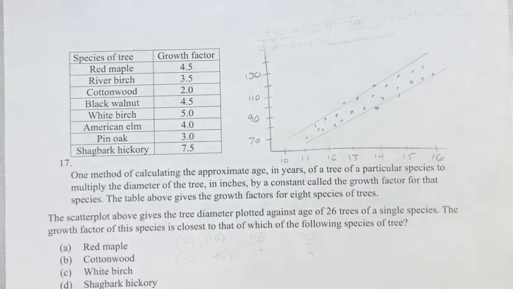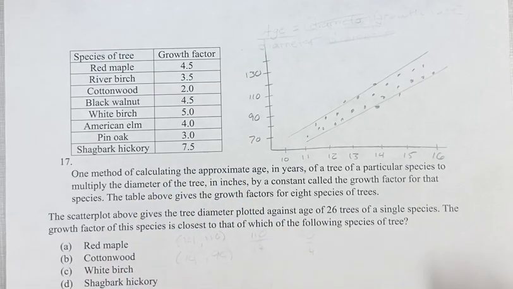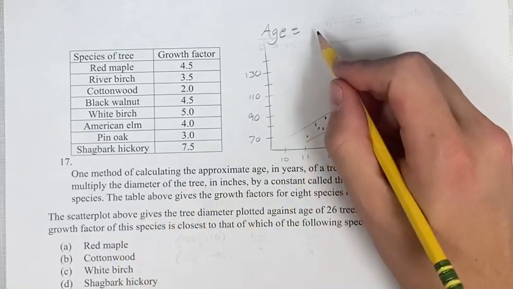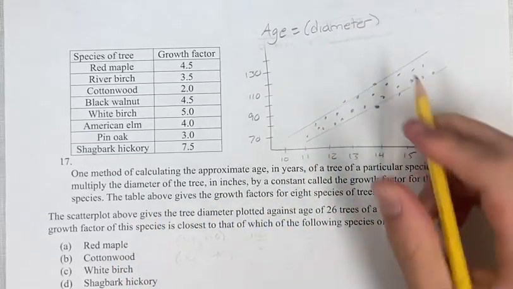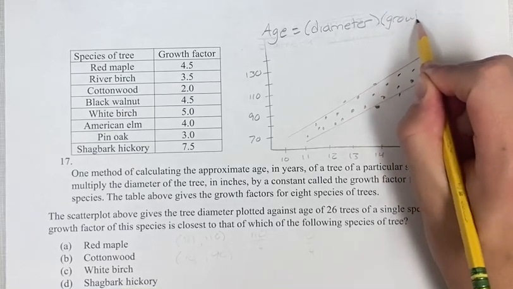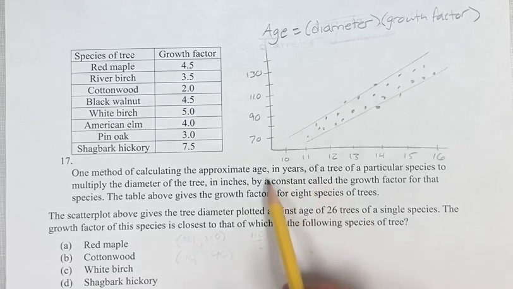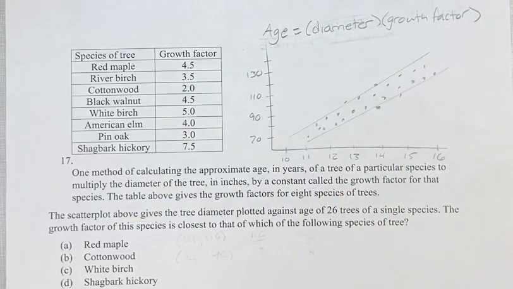In this problem, we're told that one method of calculating the approximate age of a tree is to multiply the diameter of the tree by a constant called the growth factor, which is a constant that is going to be different for every species because every species grows at a different rate, and we are given a table with the growth factors for 8 different species of tree.